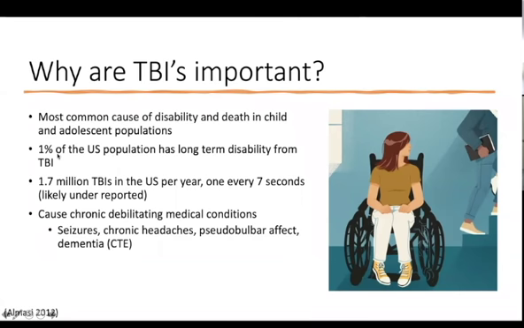A large portion of the population, 1% of the U.S. population, has long-term disability from TBI. 1.7 million TBIs in the US per year, 1 every 7 seconds, which makes sense, right? Because there are car accidents pretty frequently. It's a chronic cause of debilitating medical conditions: seizures, chronic headaches, pseudobulbar affect. Pseudobulbar affect is intense laughing and crying spells. They can't control them. This will happen after strokes as well. They'll just start laughing and you're like, is anything funny?